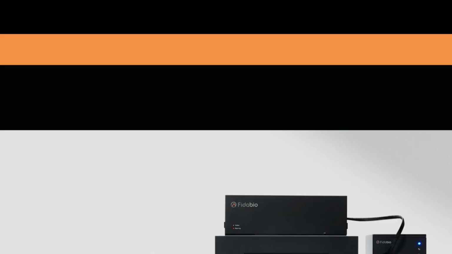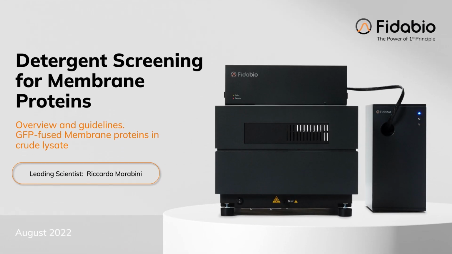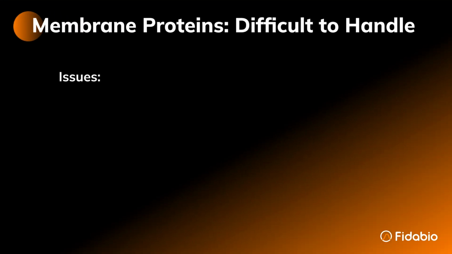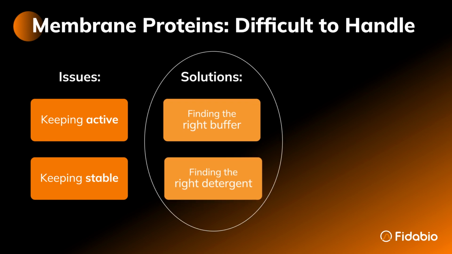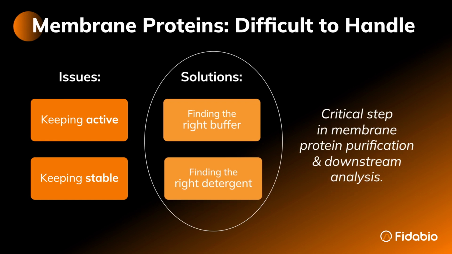Hello everyone, and welcome to this overview on detergent screening for membrane proteins. Membrane proteins are difficult to handle, to keep active and stable, and therefore finding the right buffer and detergent is a critical step in membrane protein purification and downstream analysis.